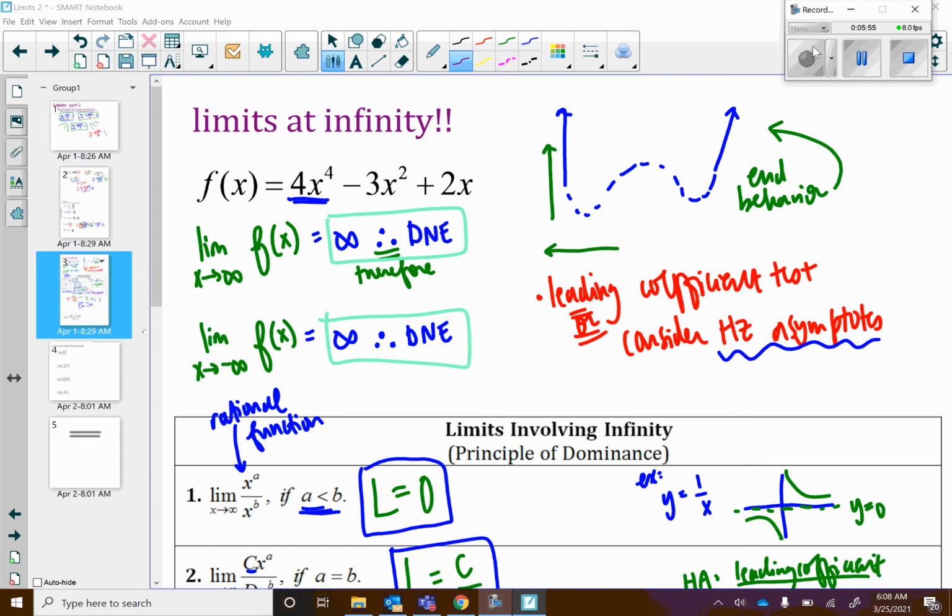Next piece of this was limits at infinity. So what happens as our graph gets really, really big or really, really small? And the first thing we talked about was end behavior and leading coefficients. So if x gets really big and my y is getting really big, we say infinity, and remember that therefore does not exist. We say therefore does not exist because infinity is not a number I can actually get to.